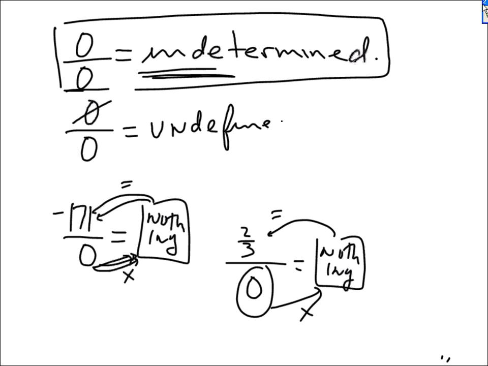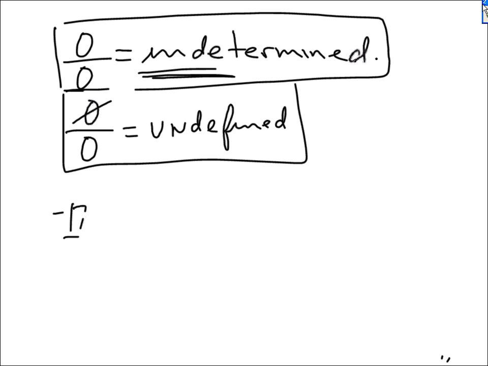Those are the only two cases that can ever come up where you have 0 on the bottom. You have 0 on the top, or you don't have 0 on the top. The easy case is you don't get an answer. You don't get like 19. You get words: undefined, indeterminate. The bottom line is you can't divide by 0.